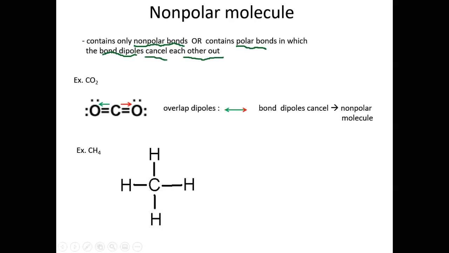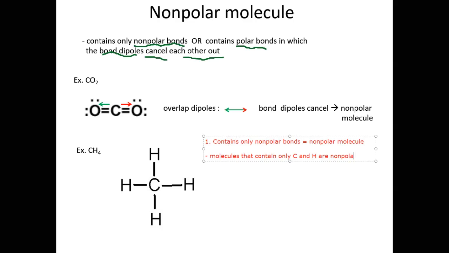Next we have CH4, and there are two reasons why it is nonpolar. The first reason is it contains only nonpolar bonds, so therefore it's a nonpolar molecule. So molecules that just contain carbon and hydrogen are nonpolar. So any molecule that just contains carbon and hydrogen is a nonpolar molecule.